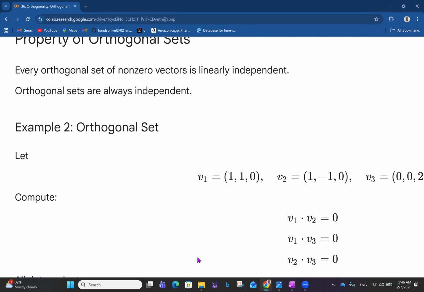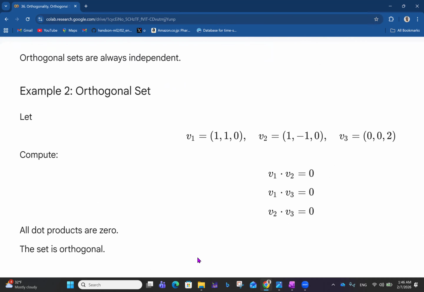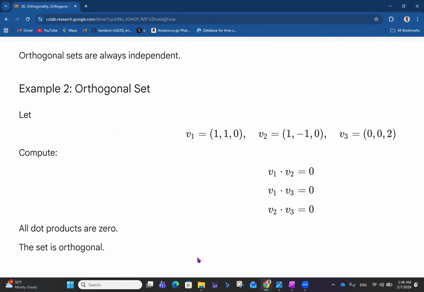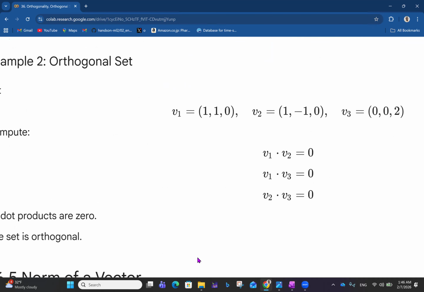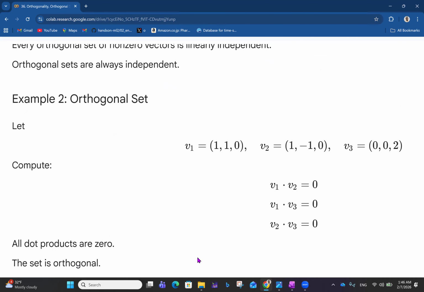And the idea of independence tells us that there's no redundancy, basically. That means one vector is not a multiple of the other. So every vector is distinct on its own. All right, so you cannot factor out a vector from another one.